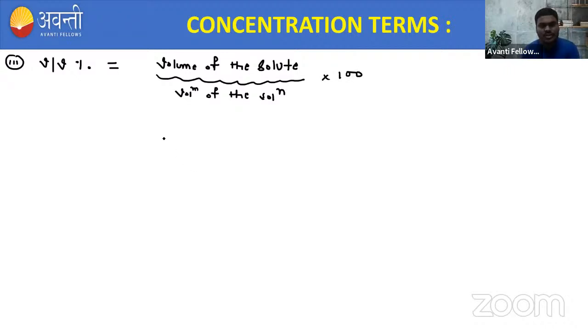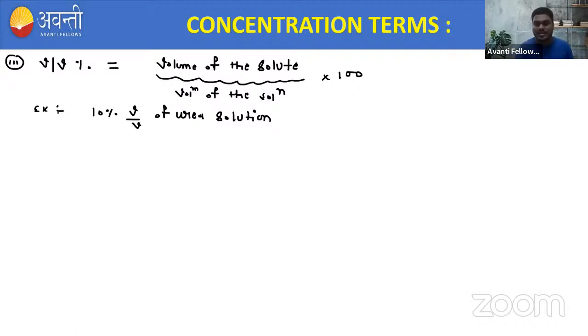For example, if it is given 10% volume by volume urea solution, what do you mean by this? It means 10 ml of solute present in 100 ml of the solution, right? Yes, 10 ml in 100 ml. Very good, JNV Shimoga. Yes, good beta. So that is 10% of the solute present in 100 ml of the solution. So this is how you can represent.